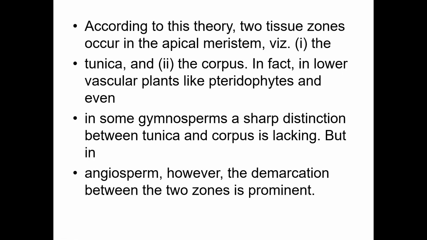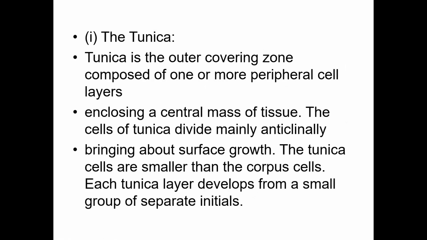According to this theory, two tissue zones occur in the apical meristem, that is tunica and corpus. In lower vascular plants like pteridophytes and even in some gymnosperms, a sharp distinction between the tunica and corpus is lacking. But in angiosperms, the demarcation between the two zones is prominent. Tunica is the outermost covering zone, composed of one or more peripheral cell layers enclosing a central mass of tissue.